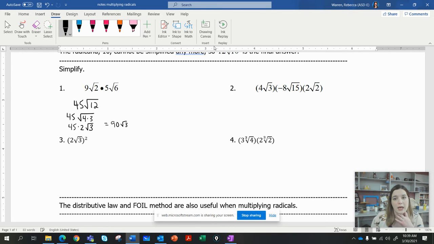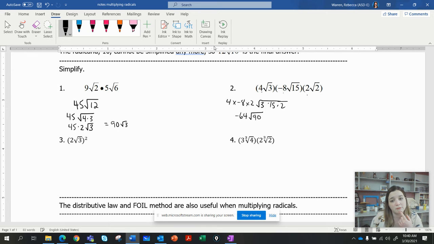And that's it. This one over here, we're multiplying 3 things. Same process for multiplying 3 things. I'm going to multiply the 3 coefficients together. So 4 times negative 8 times 2, that is negative 64. Okay, and then I have all of the radicands to multiply together. So 3 and 15 and 2. 3 times 15 is 45. 45 times 2 is 90.